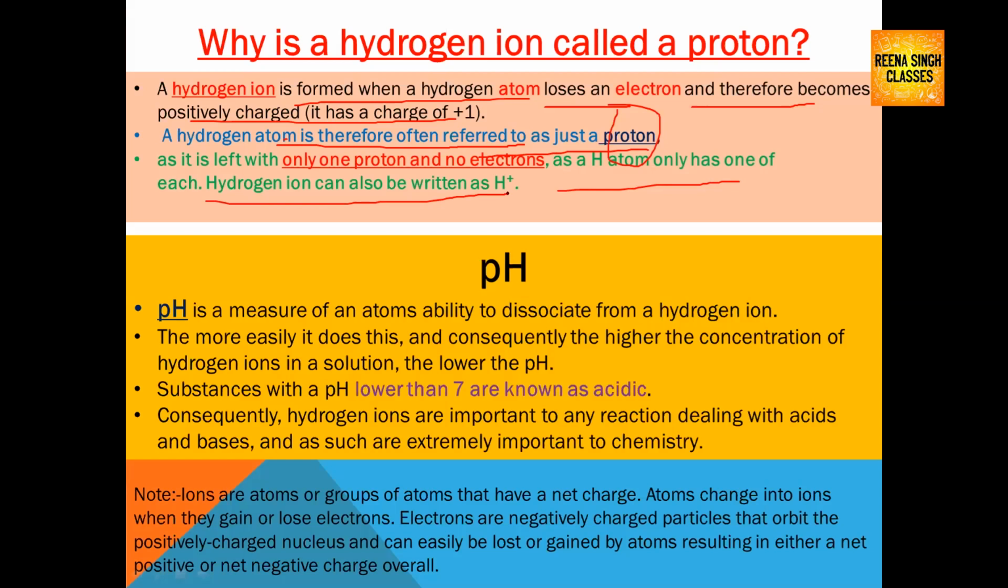Based on this definition, we also get the definition of pH. pH is a measure of an atom's ability to dissociate from a hydrogen ion. The more easily it does this, and consequently the higher the concentration of hydrogen ions in solution, the lower the pH. Substances with a pH lower than 7 are acidic. Consequently, hydrogen ions are important to any reaction dealing with acids and bases, and as such are extremely important to chemistry.